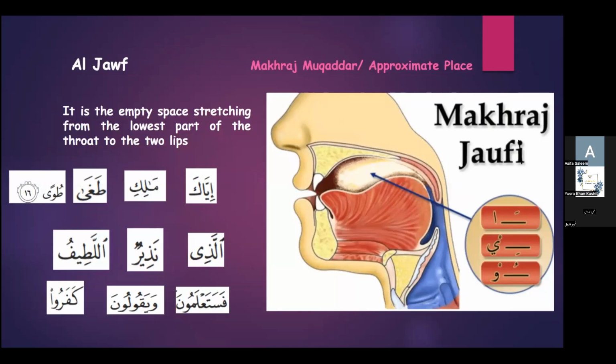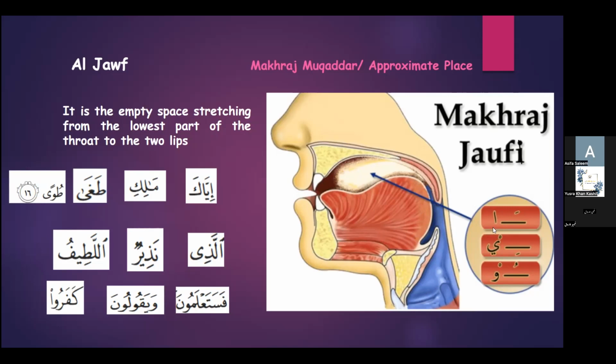Now we'll learn about the makharij in detail. Since Al-Jawf was the first major area of articulation point, and this was the makhraj muqaddar, meaning an approximate place, we cannot pinpoint a certain place that the letter is coming from. The whole of al-halq and the empty space of the mouth is a very vast area of the articulation point for the three letters.